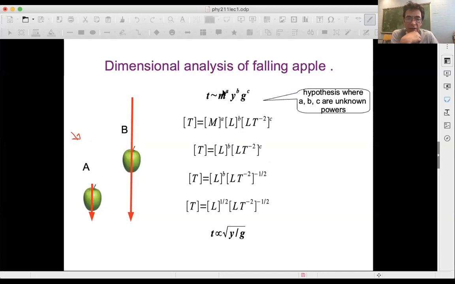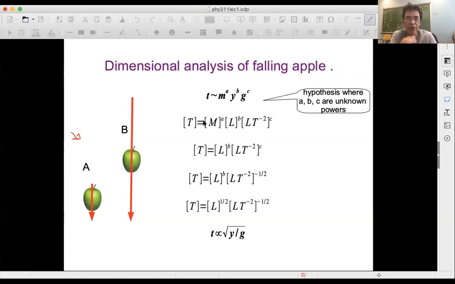So the hypothesis was that it depended on these three quantities, but I don't know whether it depends on mass, mass squared, mass cubed, 1/mass. So that uncertainty about the power of mass, I just wrote as this power A. I don't know what power of mass it is. And the same thing for the distance and the acceleration of gravity. I'm guessing it depends on the distance it falls, but I don't know how. So B expresses that unknown. I'm guessing it depends on the acceleration of gravity, but I don't know how. So C expresses that unknown.